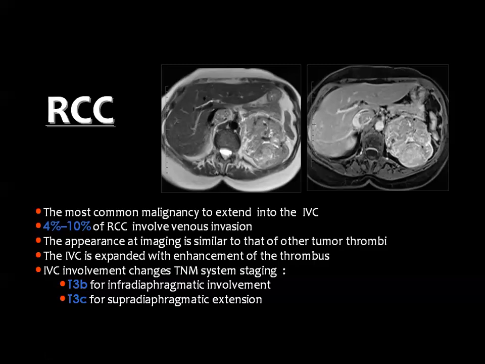Then secondary involvement of the IVC by neoplasms of the adjacent organs is more common than the primary malignancies of the IVC. And one of the common lesions that can extend to the IVC is the renal cell carcinoma, which is the most common malignancy to involve the inferior vena cava. 4 to 10% of the renal cell carcinoma will involve or can involve the venous system, including the renal vein to start with, then the IVC, then going to the right atrium.